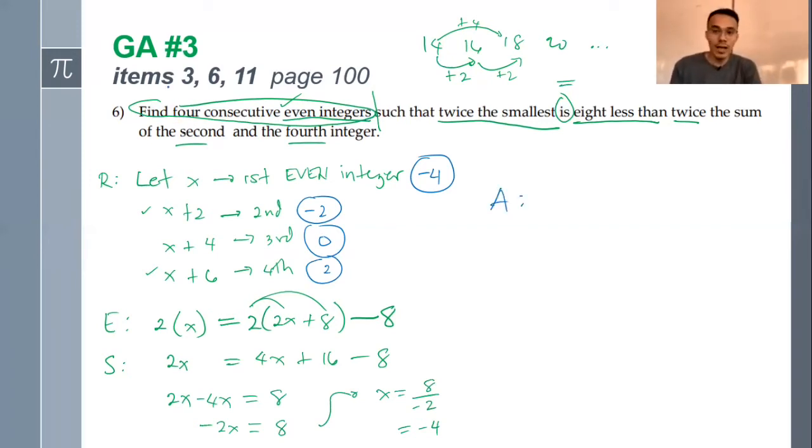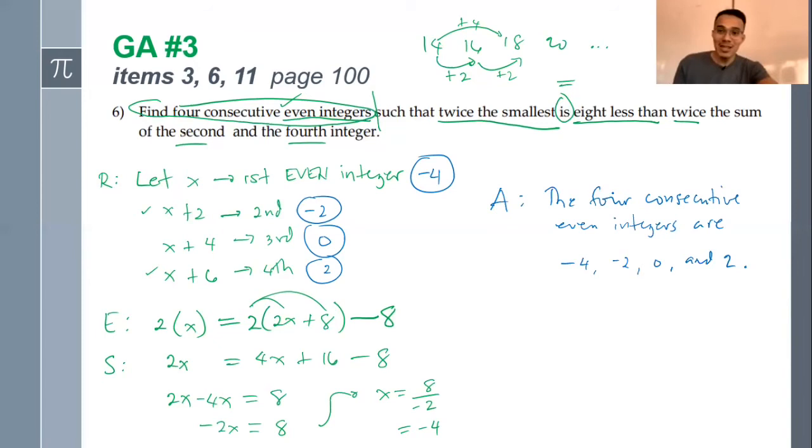Find the 4 consecutive even integers satisfying this condition. So the 4 consecutive even integers are the following: negative 4, negative 2, 0, and 2. Make sure that your answer also makes sense. Make sure that the numbers you gave are consecutive integers. Not just consecutive integers, consecutive even integers. Kung may sagot kayo dito na odd numbers, mali na po yon. Kung may sagot kayo dito na hindi consecutive, mali din po yon.